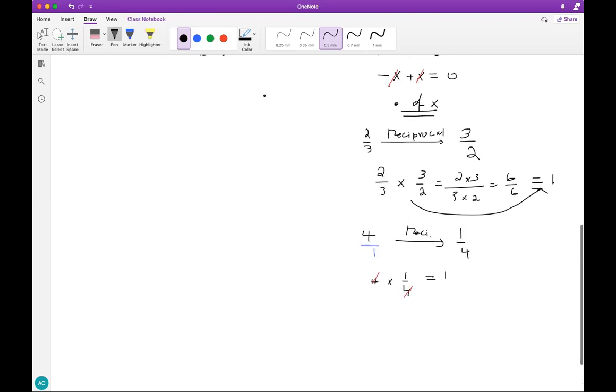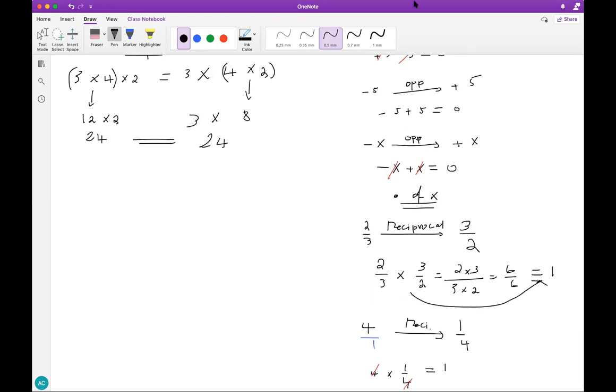Another example, let's continue here. So generally speaking, for any real number x, what is the reciprocal again of x? 1 over x. That's right.